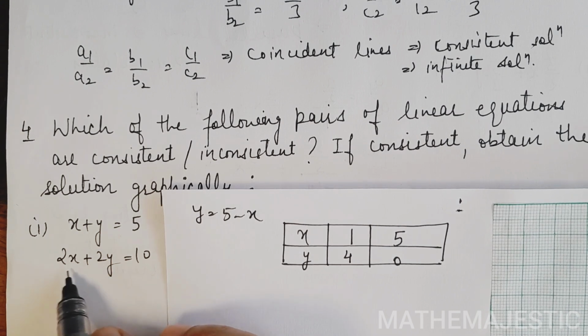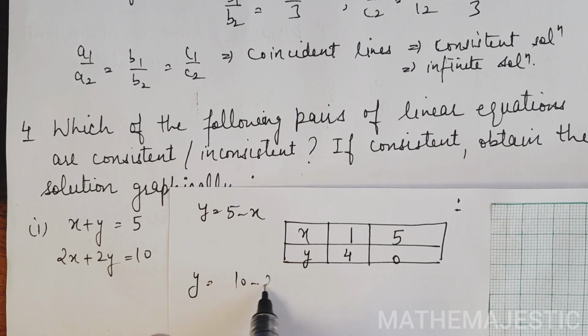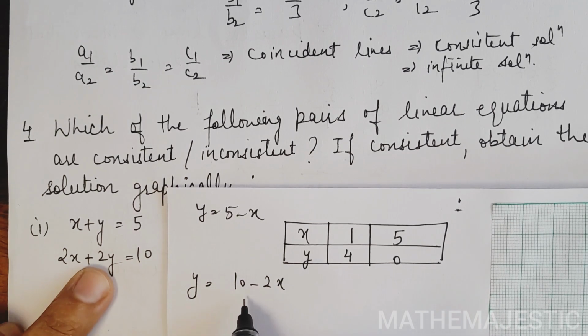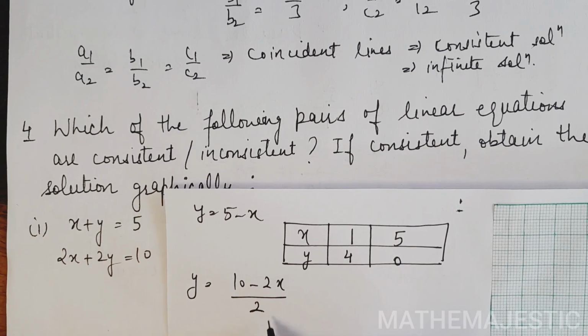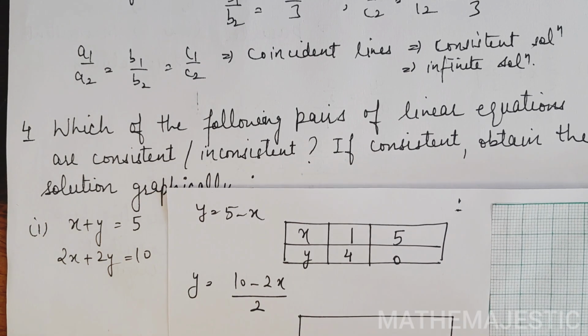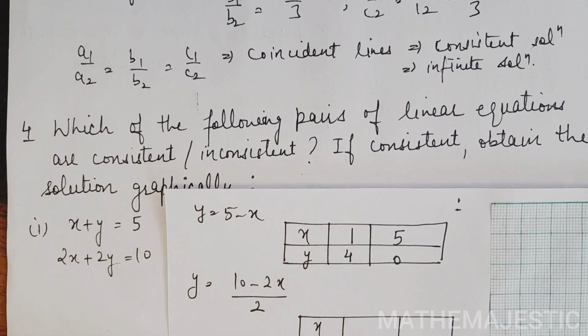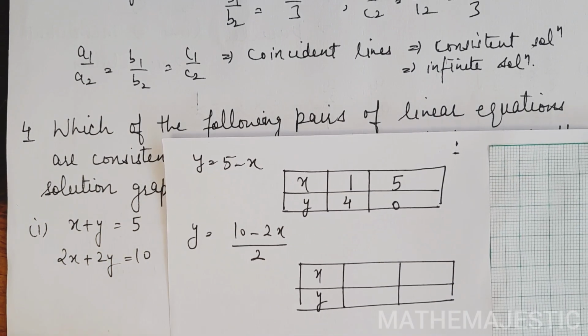First we will shift 2x on the other side. So 10 minus 2x, and 2 will move in the denominator. So y equals 10 minus 2x by 2. So we will make the table of this also again. x, y. So what you will get here?